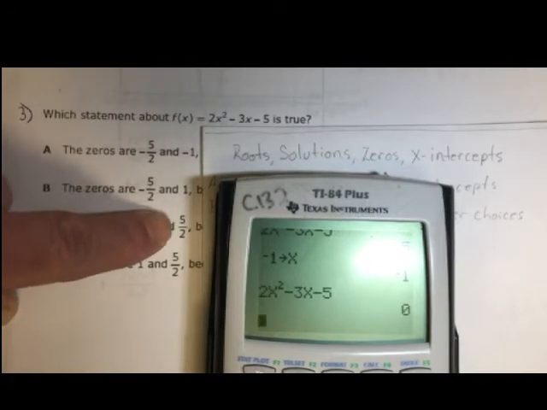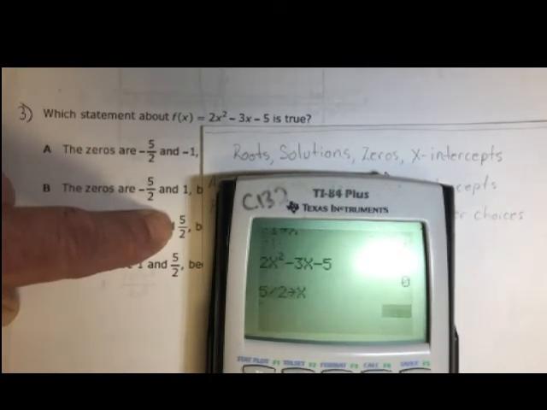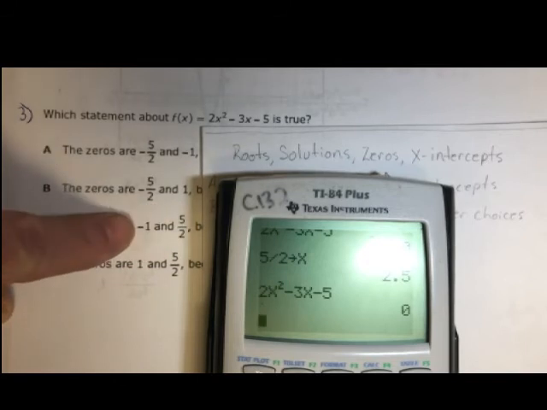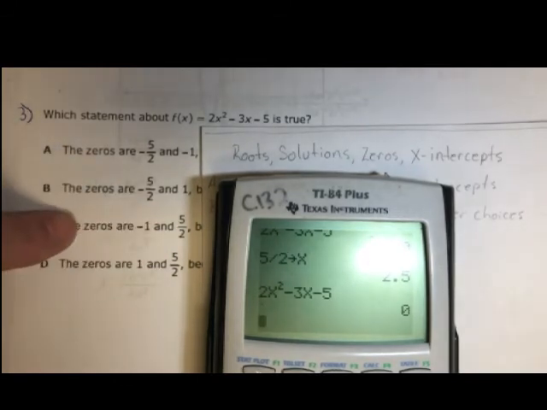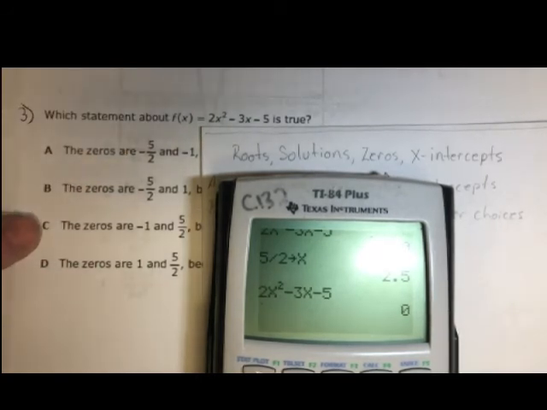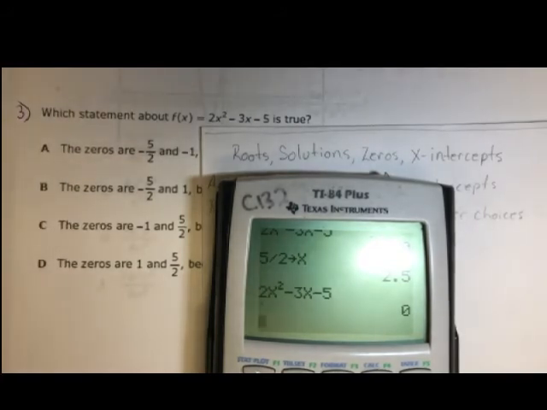Now I need to test the second one. 5 divided by 2. Store for x. Go back and type the original in again. It also equals 0. It's important to check both numbers. In this case, both numbers equaled 0. They are indeed the zeros of this function. C is the correct answer choice.